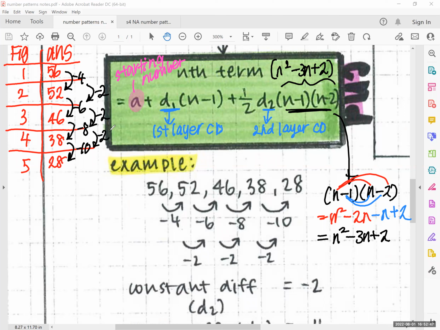Okay. So right now, you can see, right? So these are all minus. Then you realize that, on the second layer, I had everything constant already. They're all -2, -2, -2. Then I can kind of stop, correct? So what's the starting number? The starting number is 56. Is this A? What is the first layer constant difference? -4. Means this D1 right here is -4. Then what's the second layer constant difference? Means this D2 here is -2.